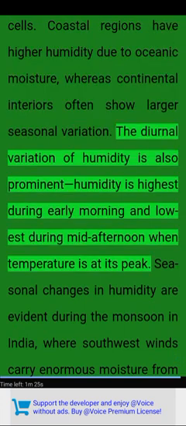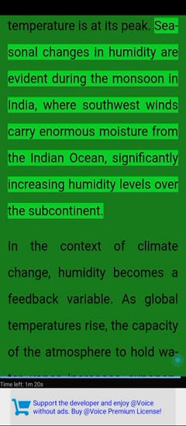The diurnal variation of humidity is also prominent. Humidity is highest during early morning and lowest during mid-afternoon when temperature is at its peak. Seasonal changes in humidity are evident during the monsoon in India, where southwest winds carry enormous moisture from the Indian Ocean, significantly increasing humidity levels over the subcontinent.